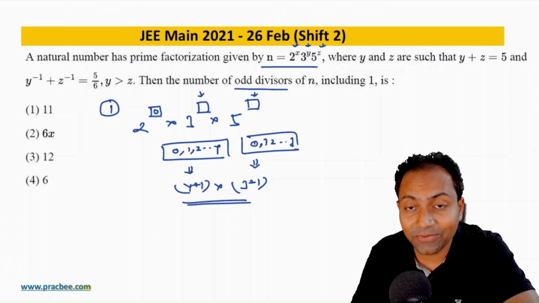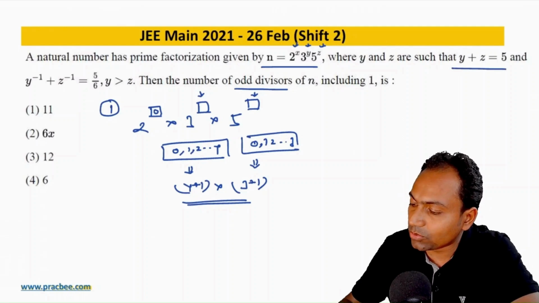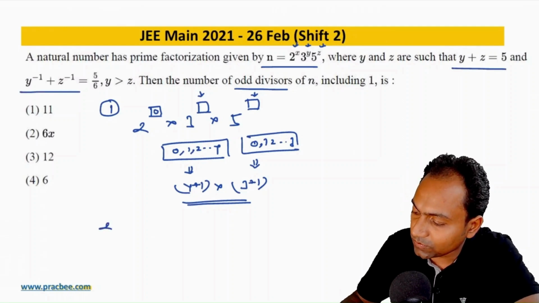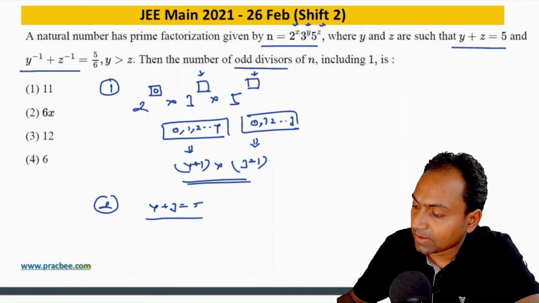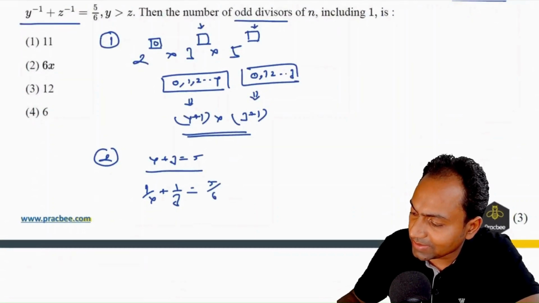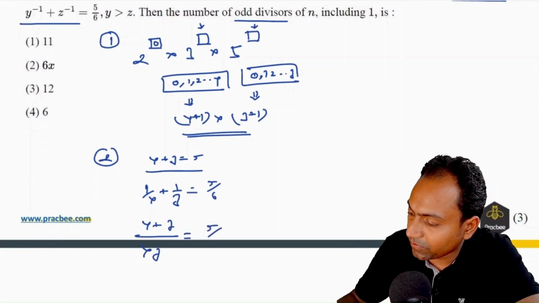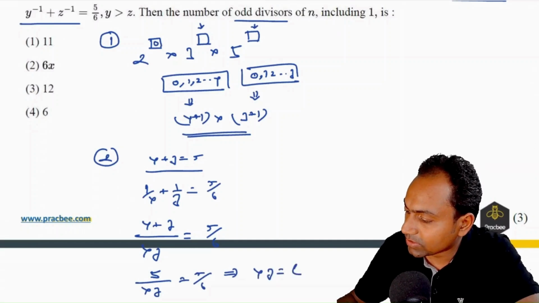Now the problem is that we do not know the value of y and z. In order to find that value, they have given another 2 conditions to us. So let us find those values using the second conditions. So if I write y plus z is equal to 5, the other equation can be written as 1 by y plus 1 by z, which will be equal to 5 by 6. If I simplify this, it is nothing but (y plus z) by yz is equal to 5 by 6. And y plus z is nothing but 5. So 5 by yz is equal to 5 by 6. So from here we can see that y into z comes out to be 6.